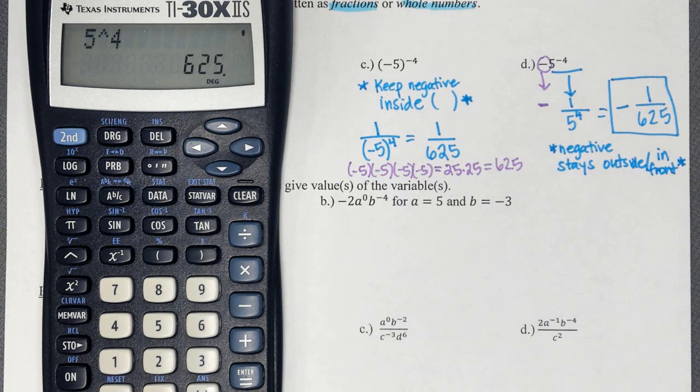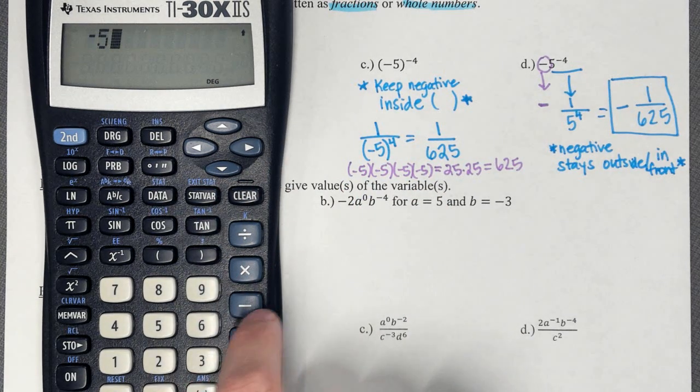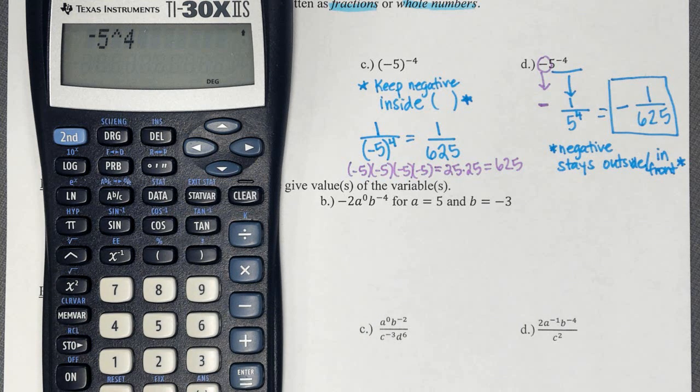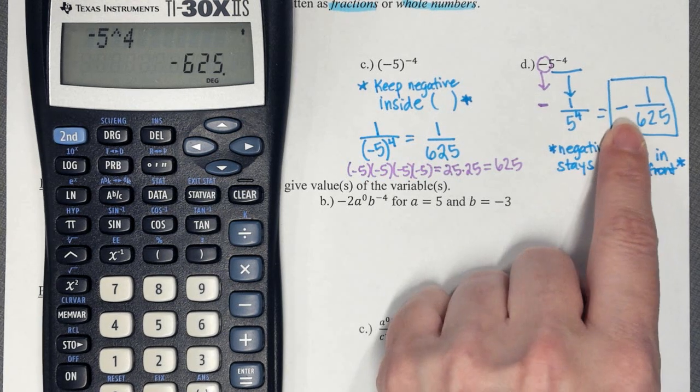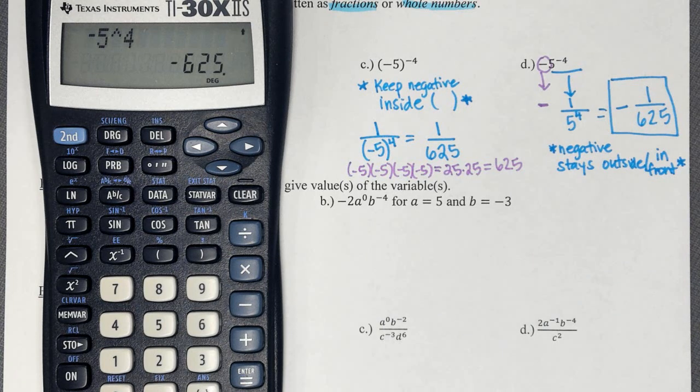Okay? All right, now let's plug in -5 to the 4th. If we do that, we get that -625, okay, which is why this is going to stay negative.